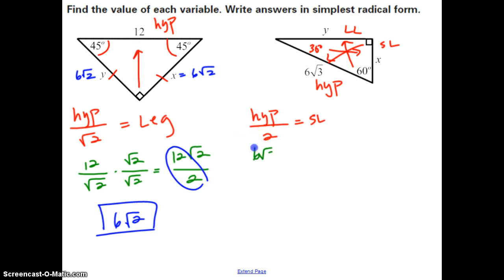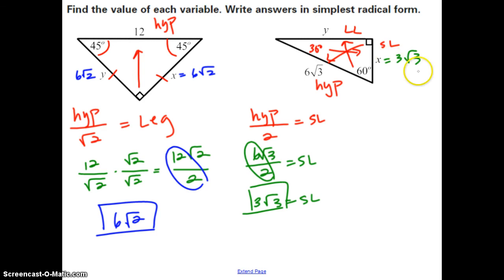Our hypotenuse is 6 square root of 3 divided by 2 gives us the short leg. So the only thing we can do here is simplify that. 6 divided by 2 is 3 times the square root of 3 is our short leg. Now we're going to use that short leg to find the long leg. Our formula says that the short leg times the square root of 3 gives us the long leg.